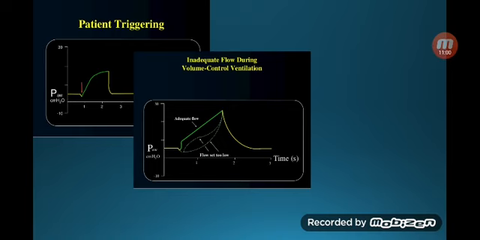Also, basically in volume control mode, some of the old ventilators, I would say most of the new ventilators have already got a standard flow adjustment, but some of the old ventilators would need you to adjust the flow on your own. So sometimes the way the ascending limb of the inspiration limb is going is telling you if you need to adjust the flow.